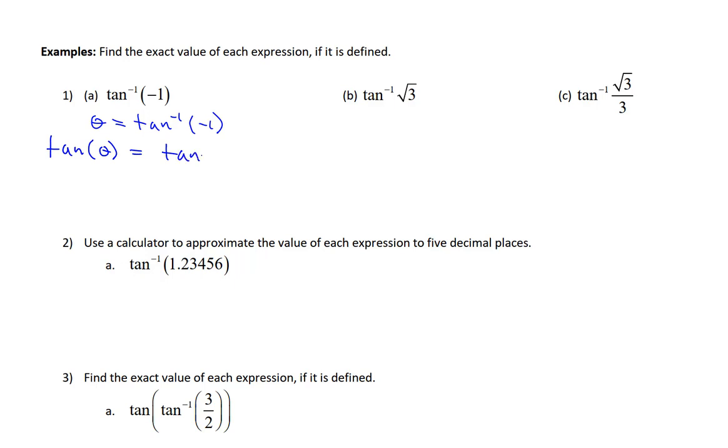We've seen these kinds of things done here before, so I'm going to take the tangent of both sides, which means I have tangent of theta on the left, and then I have tangent of the right side on the right, which was tangent inverse of -1.